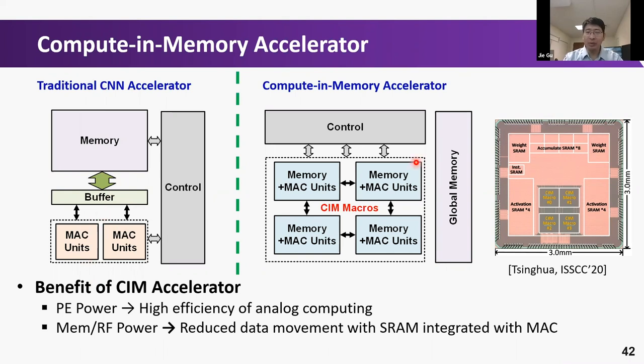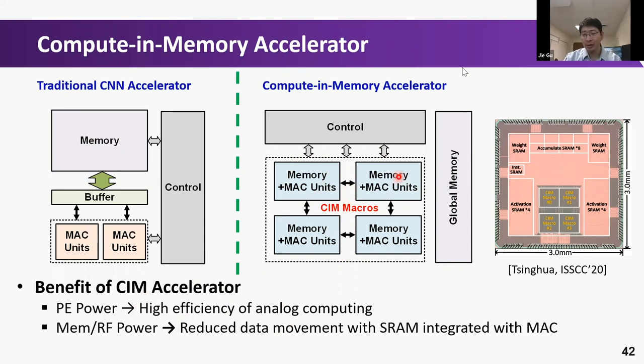And in computing-in-memory, we kind of mingle the computing unit with the memory together. So now the MAC operation is inside the memory, typically an SRAM array. And by leveraging the analog computing inside the SRAM, we can get very high efficiency in the PE power. And also because the data don't have to travel between the computing unit and the memory, we can save the energy loss through the data movement.